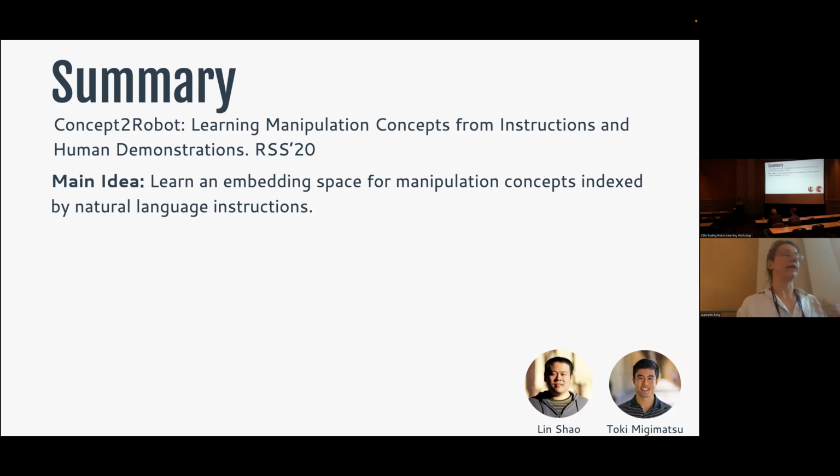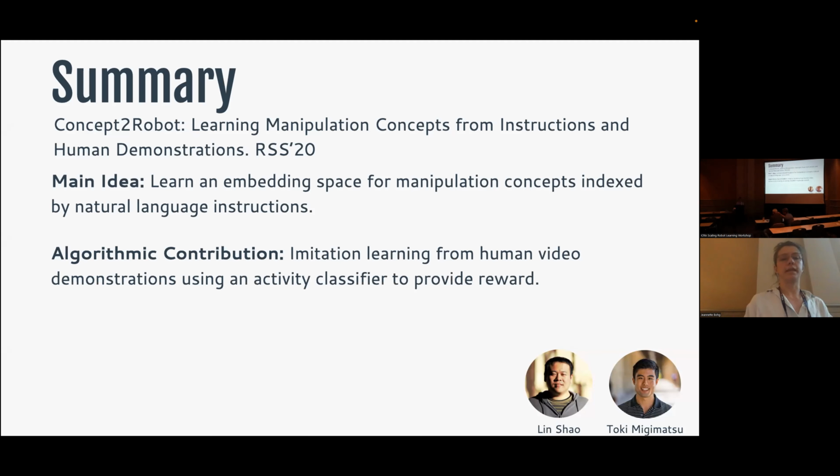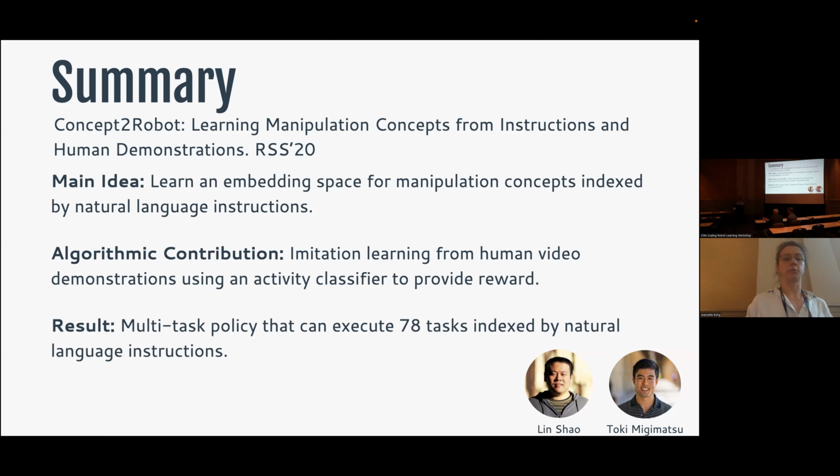And again, we learned an embedding space there for what we call manipulation concepts that are indexed by natural language instructions. And there's a whole setup of an imitation learning framework where we use an activity classifier trained on this video data set to provide the reward. We get one policy that can execute 78 different tasks.